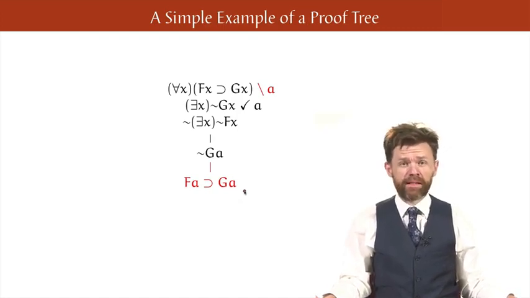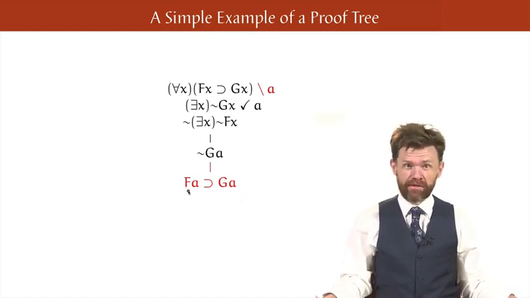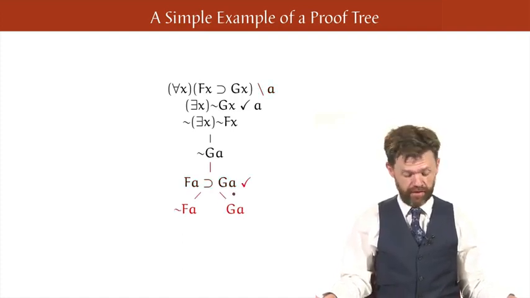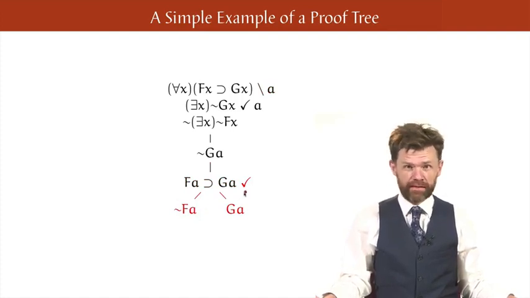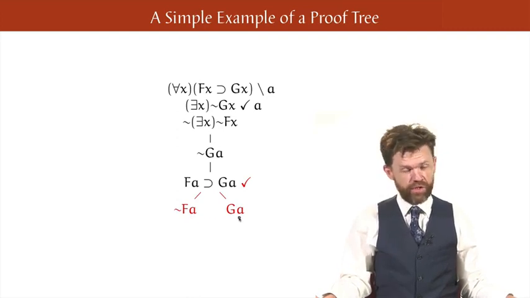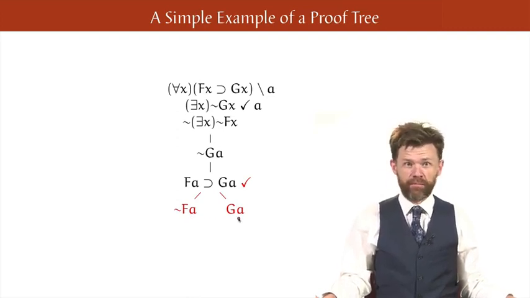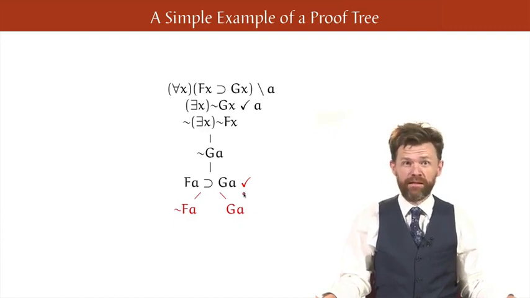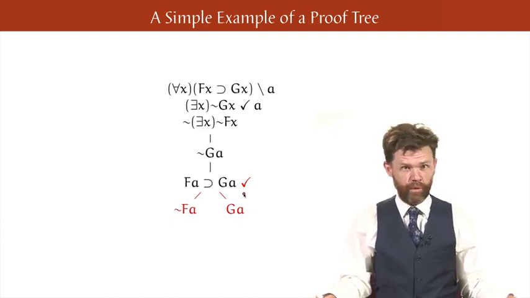Now, since the conditional FA implies GA is true, either its antecedent is false or the consequent is true. Remember, that's how material conditionals work. And so the tree splits into two cases. Either FA is false, that's the left branch, or GA is true, that's the right branch. That's the result of this conditional statement, so we tick it to indicate that it's been processed too.